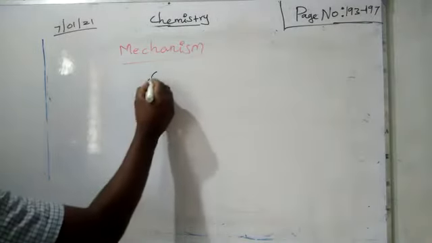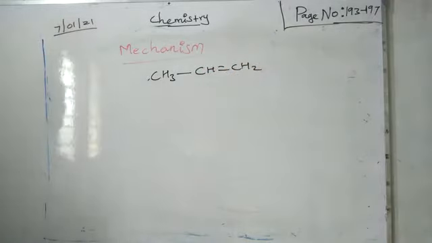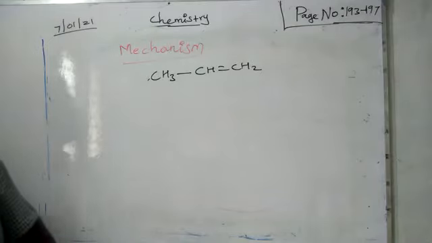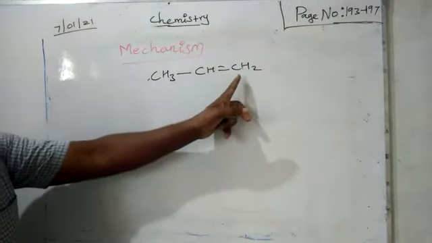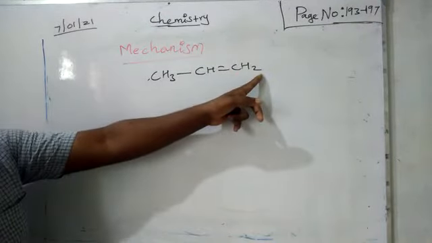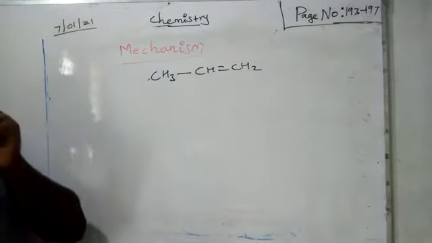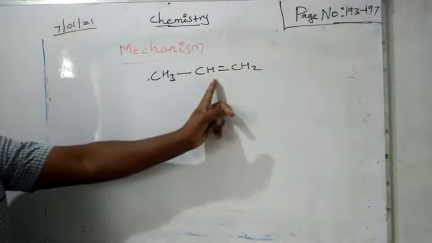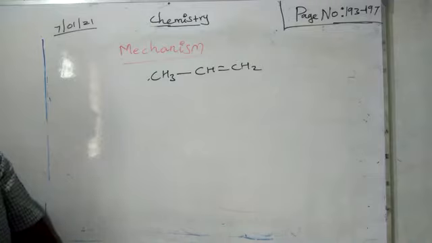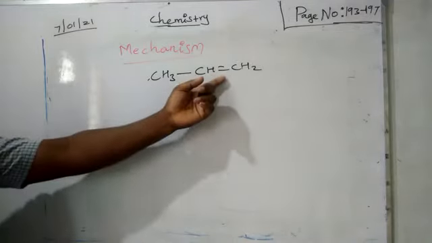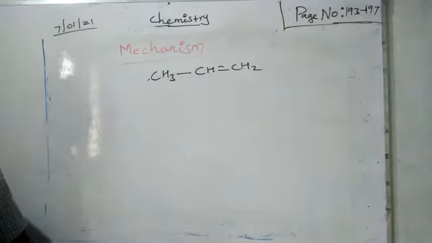Propene, CH3CH=CH2, is one of the unsymmetrical alkenes. Why is it called an unsymmetrical alkene? See, in the double bonded carbons, one carbon has two hydrogens alone, and the other carbon has one hydrogen and one methyl group. If both double bonded carbons have the same number of atoms or groups attached, it is a symmetrical alkene. If different groups or atoms are attached to the carbons, it is an unsymmetrical alkene.